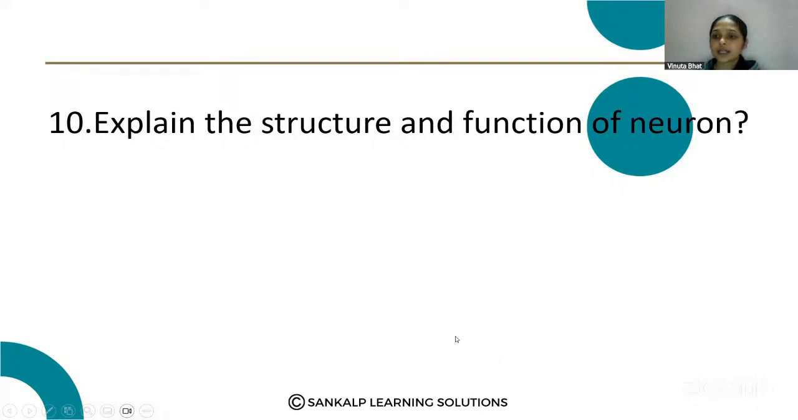Explain the structure and function of the neuron. Already I explained this question while teaching, so the question will come like this.